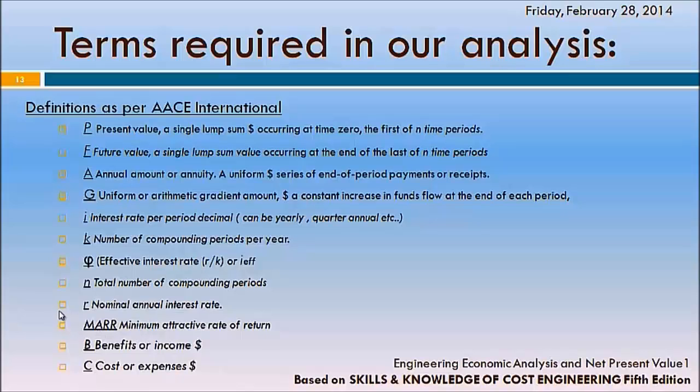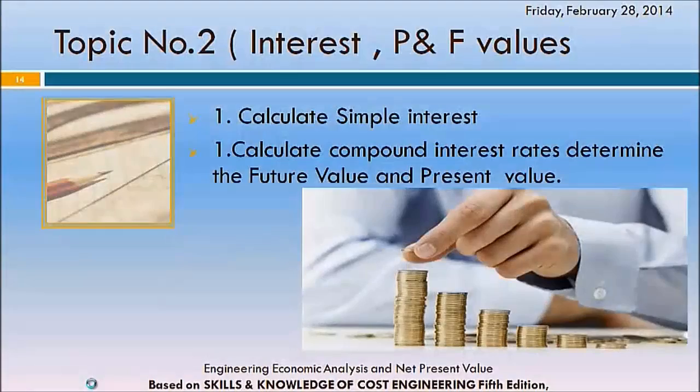MARR is the minimum attractive rate of return. Your investment always has to be higher than the minimum attractive rate of return. B is the benefits and C is the costs. Okay, so now we're done with definitions. Let's go to calculation. I think now the topic will be more interesting when we're doing calculation.